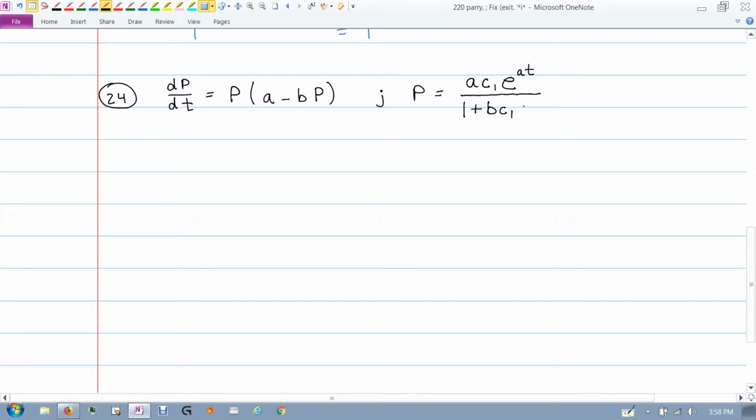24. The derivative of capital P with respect to t equals capital P, in parentheses a minus b capital P, and they tell us that P is equal to a c sub 1 e to the at, all of that over 1 plus b c sub 1 e to the at.